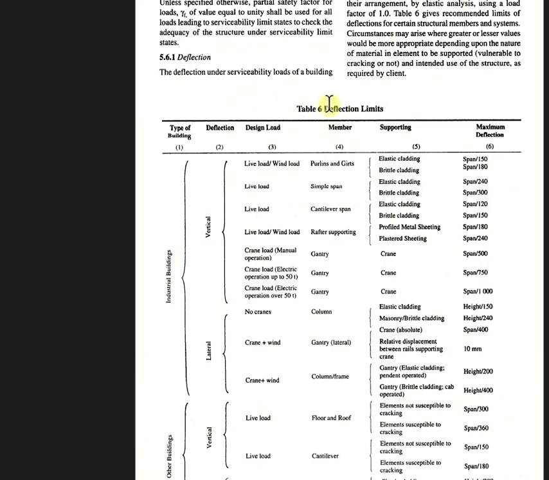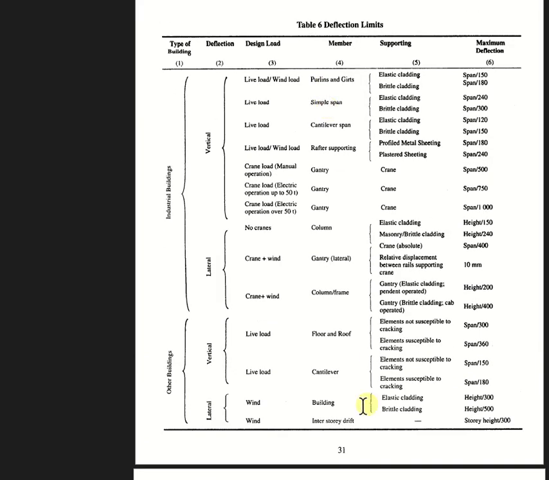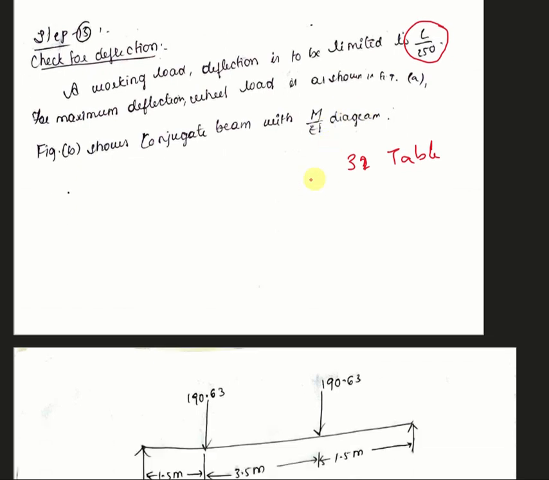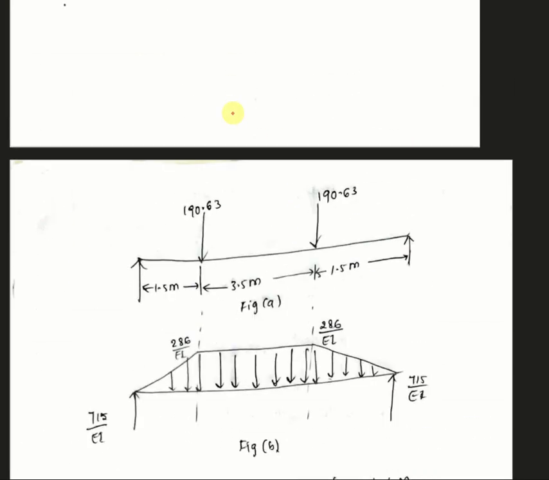Yes, here are the deflection limits. You can see page number 31. Here it talks about the maximum deflection we have to consider while finding out these loads. Based on that table, for average loads it should be limited to L by 250. For the working load, deflection is to be limited to L by 200, 250. So for maximum deflection, this is our figure, right?